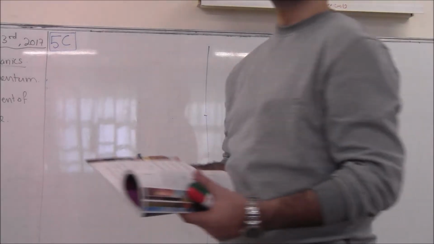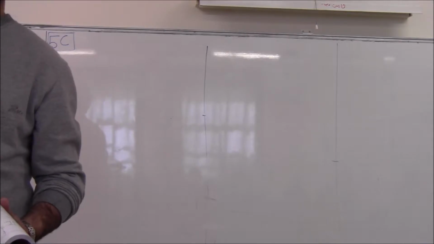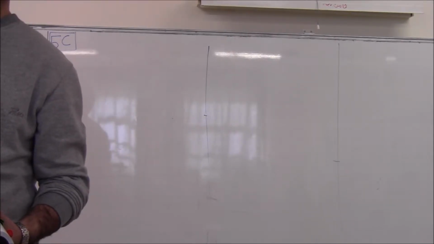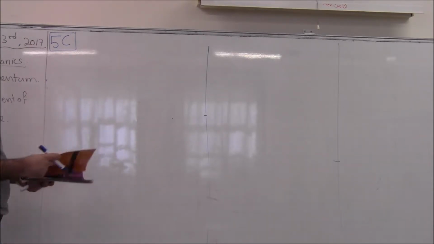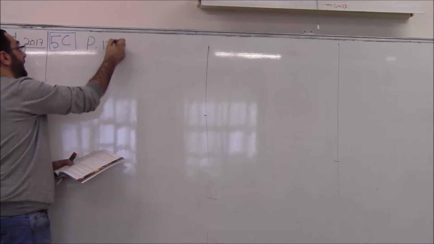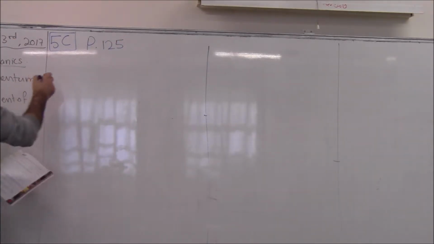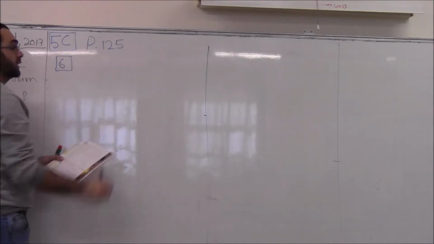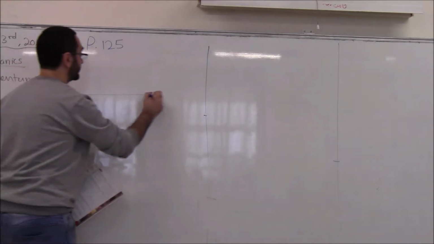Okay guys, look to question 6 please. A uniform rod, exercise 5C, page 125. Guys, exercise 5C question 6. A uniform rod AB of length 4 meters.